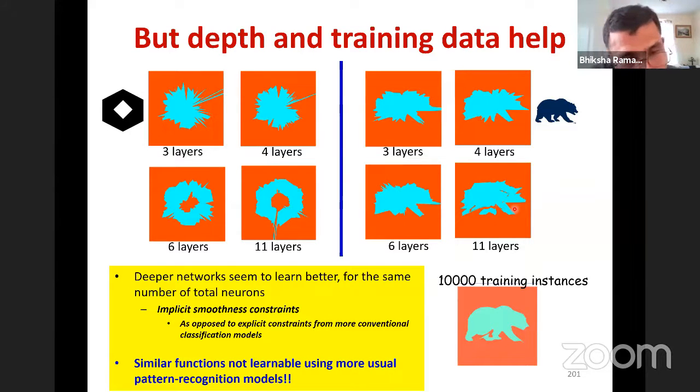Where does depth come in? So I took a couple of very simple problems. One is the decision boundary to the left. I want a 1 if the input is in the black region, 0 outside, and the other one to the right, where I want a 1 if the input is in the bear-shaped region and 0 outside. In all of these 8 cases, I have 660 neurons. In this case, we used ReLUs. We arranged the 660 neurons in 3 layers of 220 neurons each.